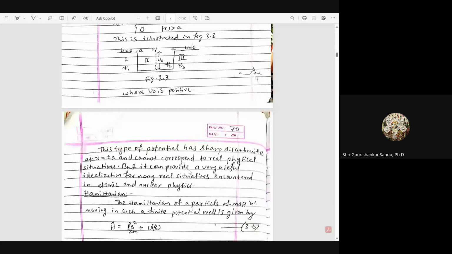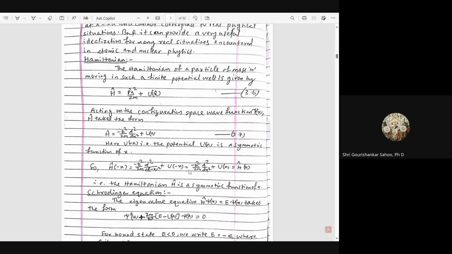So let us have the solution. Before that, let us have the Hamiltonian. H cap, the Hamiltonian, can be written as px cap square by twice m plus U. Acting on the configuration space wave function psi, H cap takes the form minus h cross square by twice m d square by dx square plus U. Here U, the potential U(x), is a symmetric function of x, so you can write H cap of minus x is equal to H cap of x, and the Hamiltonian is a symmetric function of x.